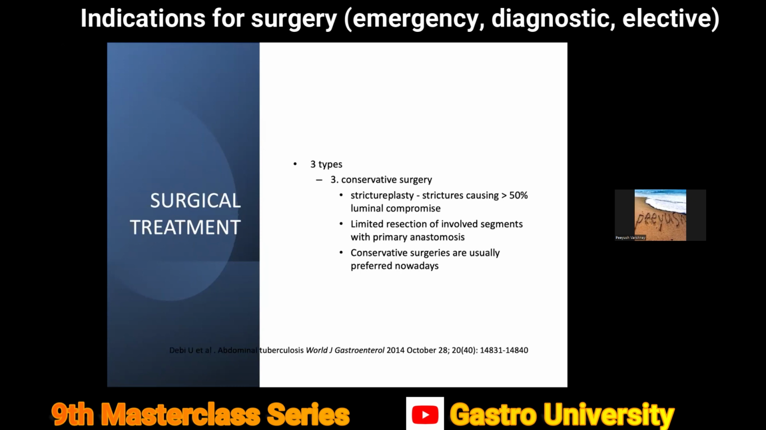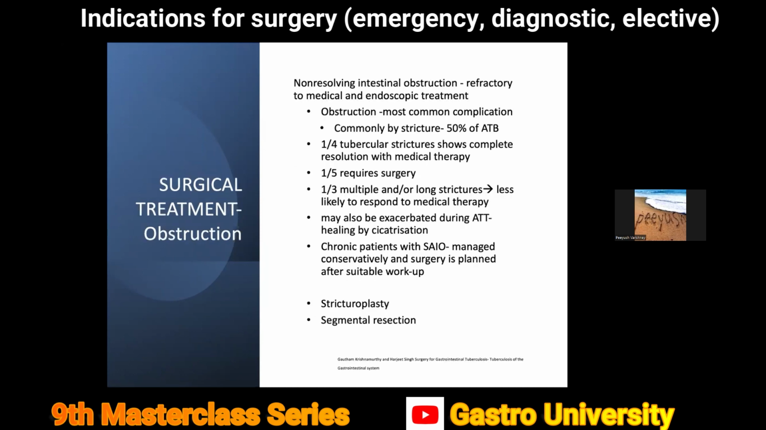Third is the most common type of surgery being performed, the conservative surgery. The conservative surgery is stricturoplasty for strictures causing more than 50% luminal compromise, and limited resection of the involved segment with primary anastomosis is usually done. And this is the most common type of surgery being advocated nowadays.